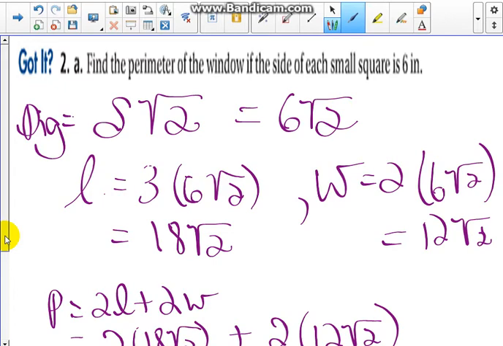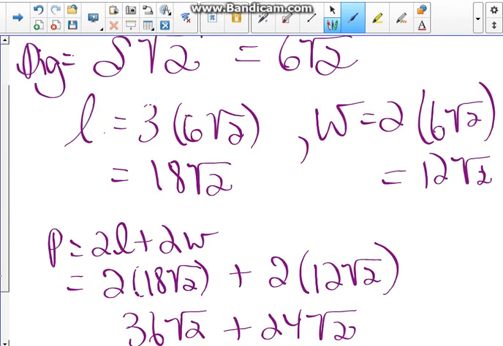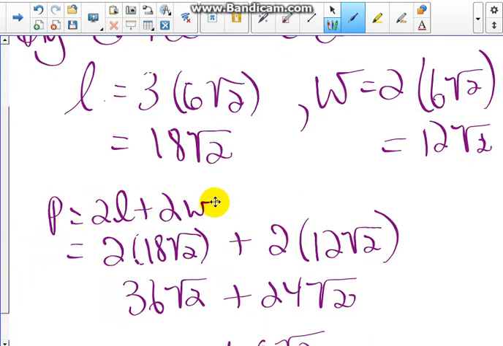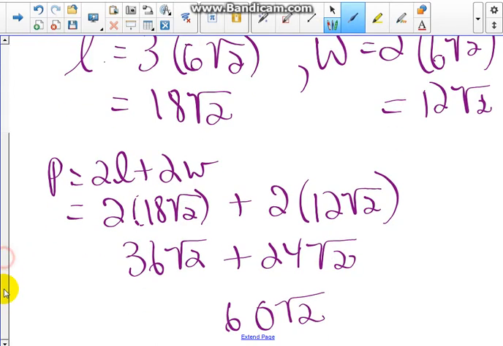Now plug them into your perimeter formula. Perimeter equals 2 times the length plus 2 times the width. And so you just plug in for length and width. And we get 2 times 18 radical 2 plus 2 times 12 radical 2, which comes out to 36 radical 2 plus 24 radical 2, which comes out to 60 radical 2. I didn't plug that in the calculator, but you're welcome to do that. For time's sake, I'm going to move on.